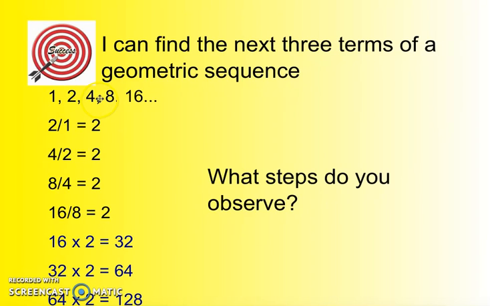Well, here we have an example of a sequence. 1, 2, 4, 8, and 16. And what I want you to notice is down here, 32, 64, and 128 are the next three terms in the sequence. And what I want you to do is make some observations, like what steps were taken to get those three numbers.